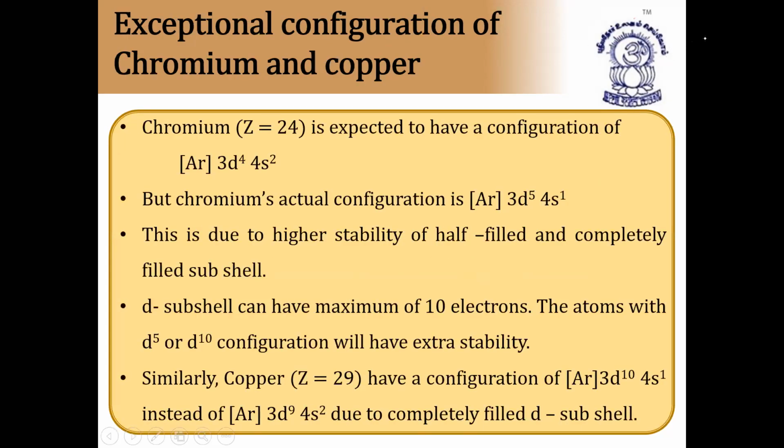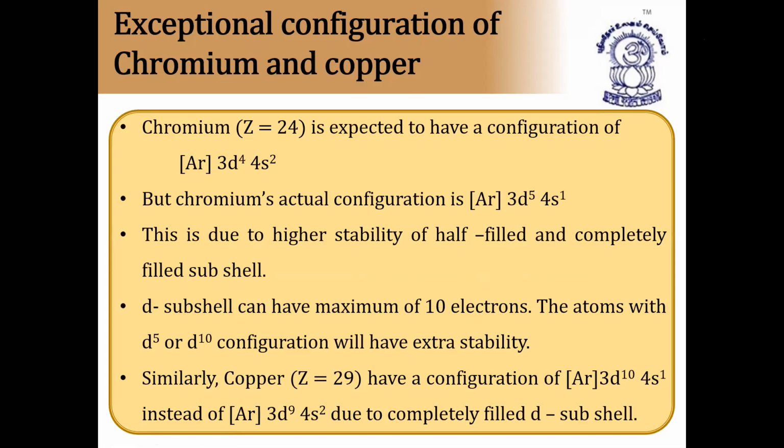Exceptional configuration of chromium and copper. Very, very important. They'll ask in the examination also. Chromium is expected to have the configuration of argon 18, 3d4, 4s2. Because chromium's atomic number is 24, argon is 18, so the remaining 6 electrons have to fill in this way, that is 4s2 and 3d4.